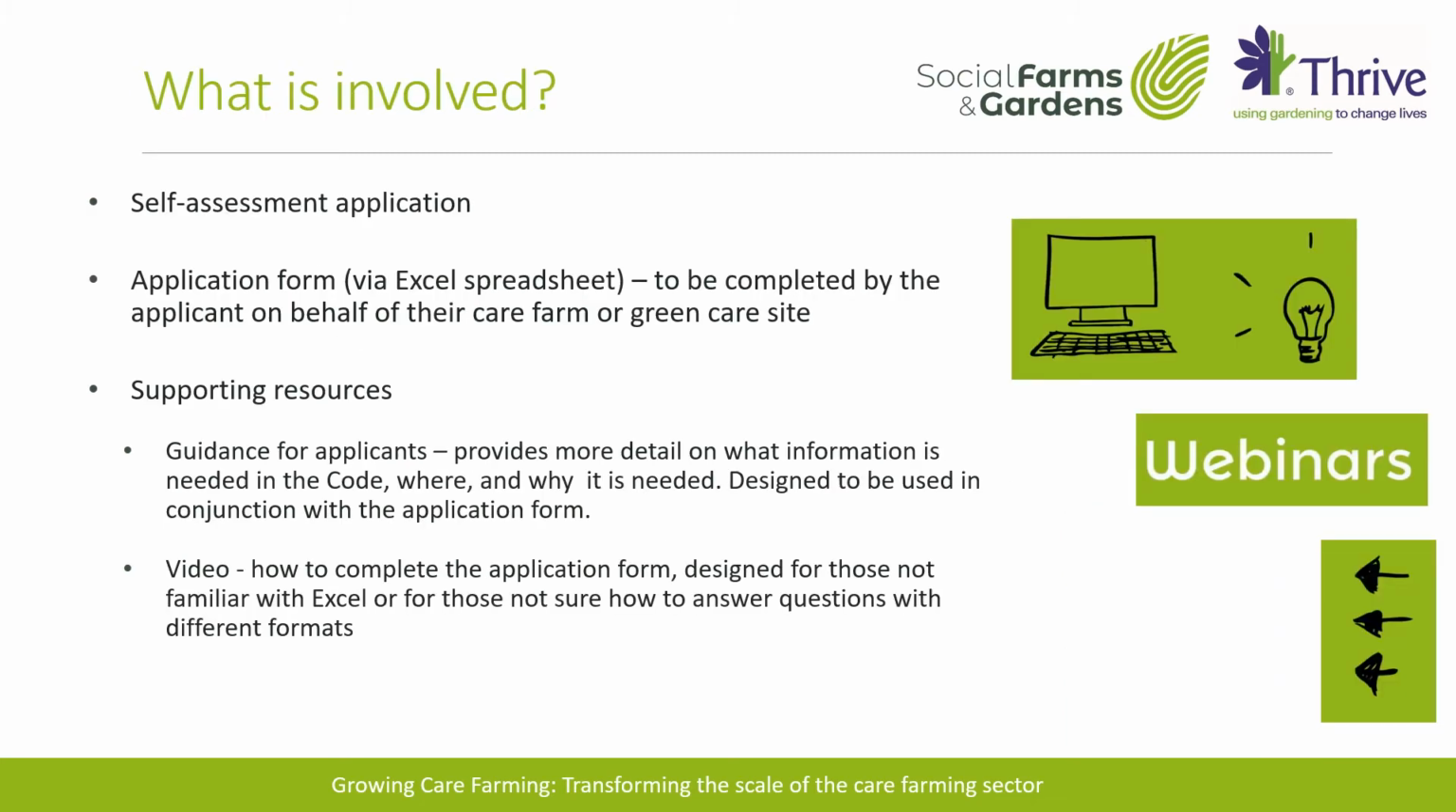What is involved? The application is a self-assessment, which is completed on behalf of the green care site. There are some supporting resources to help you complete the application. First of all, there's a guidance document for applicants, which provides more detail on each section of the code and why it's needed. It's designed to be used in conjunction with the Excel application form. There will also be a video on how to complete the application form, which will be available on our website soon.